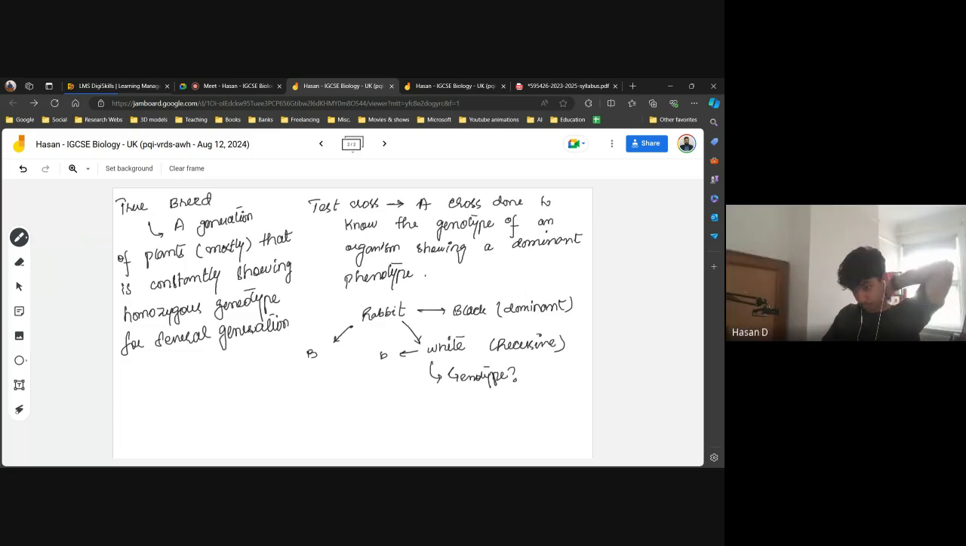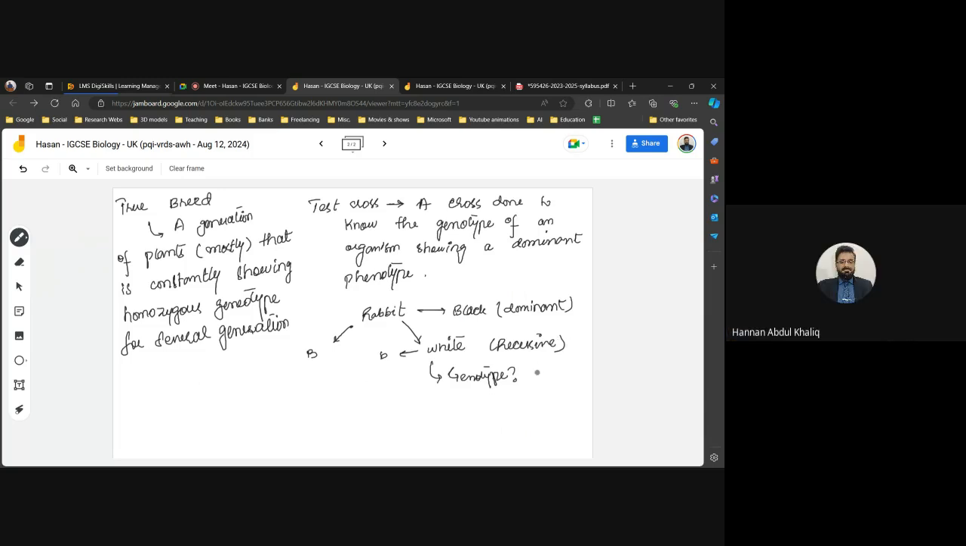Recessive, small b small b. Homozygous recessive. The complete name is homozygous recessive.